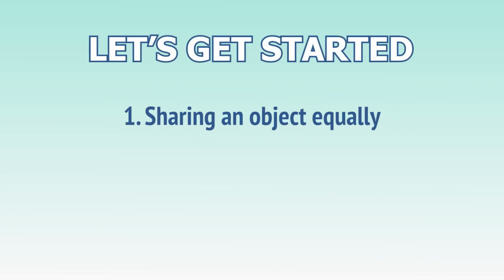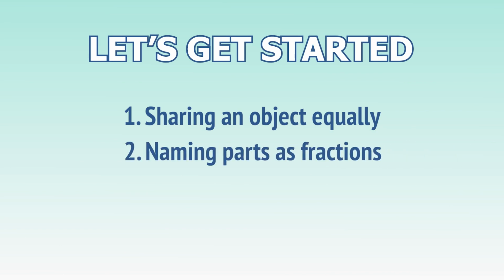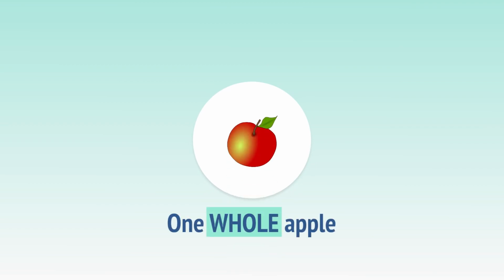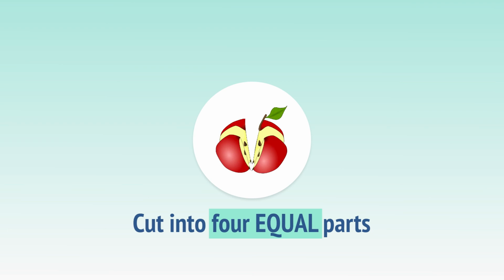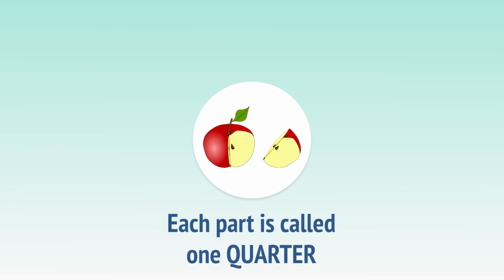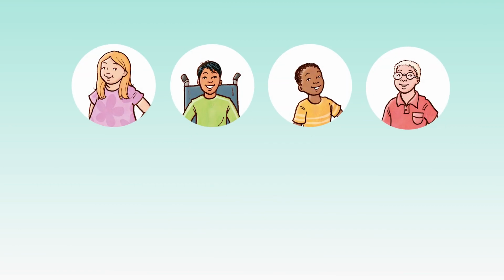You will start by getting learners to understand the concept of sharing an object equally and then correctly naming the parts of the object as a fraction. For example, if an apple is to be shared among 4 friends, then the apple is cut into 4 equal parts. Each part of the apple would then be referred to as 1/4. Each friend would receive 1/4 of the apple.